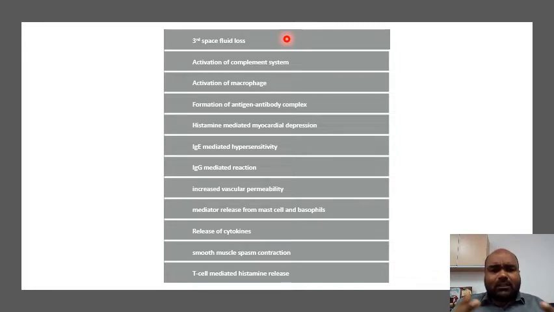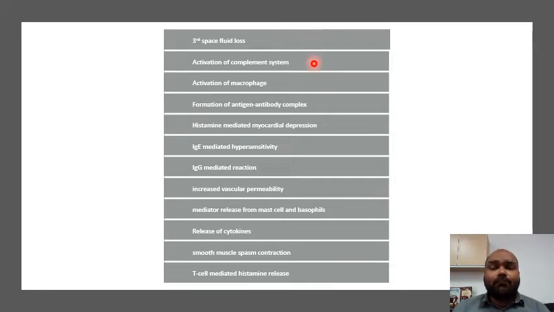All right. So third space fluid loss is correct, but remember when you choose your answers for your KFQ, you have to choose the one that is the closest and the best related to anaphylaxis. Okay, third space fluid loss. There's so many other causes of third space fluid loss. All right, so it is not the definite pathophysiological process in anaphylactic shock. It's a consequence, yes, but not the definite process of anaphylaxis. Okay, so this is where some students may have gotten the answer wrong.